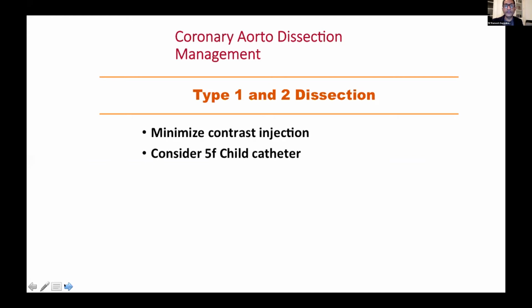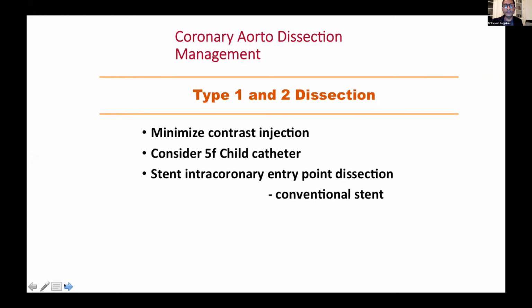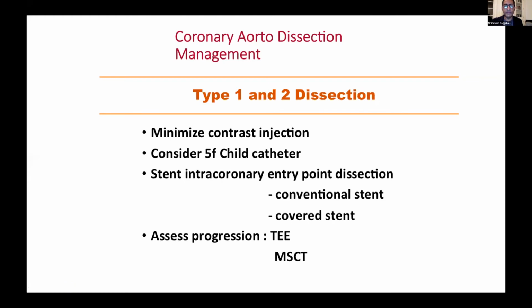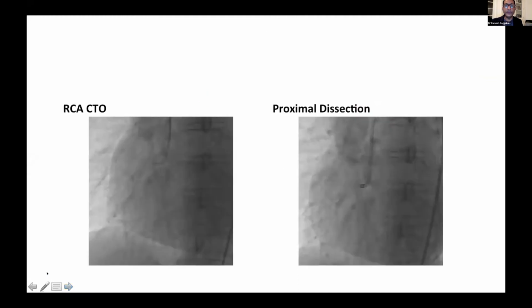Coronary artery dissections can happen. You consider minimizing the contrast injection, consider mother-child catheters, and stent the intracoronary entry point dissection with a conventional stent or a covered stent. The last one I actually did with a conventional stent, and luckily we were able to close it. So TEE, and somebody also asked about the use of CT coronary angiogram prior to doing CTO, which is now recommended in complex CTO cases.